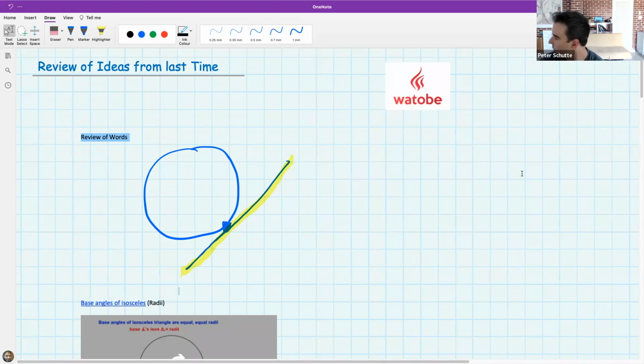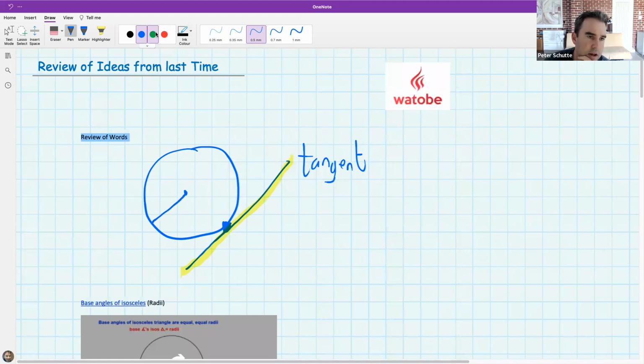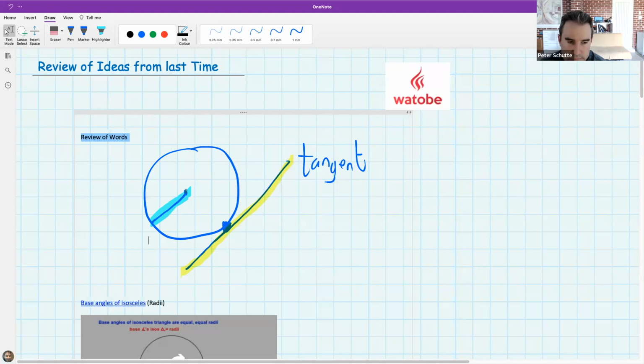Yes, I see the answers coming through. That is called a tangent. And next week, we are going to be talking a lot more about tangents and how they're involved in circle geometry. Okay, what about this line? What is this line called in circle geometry? Okay, that's good. That is indeed called the radius.